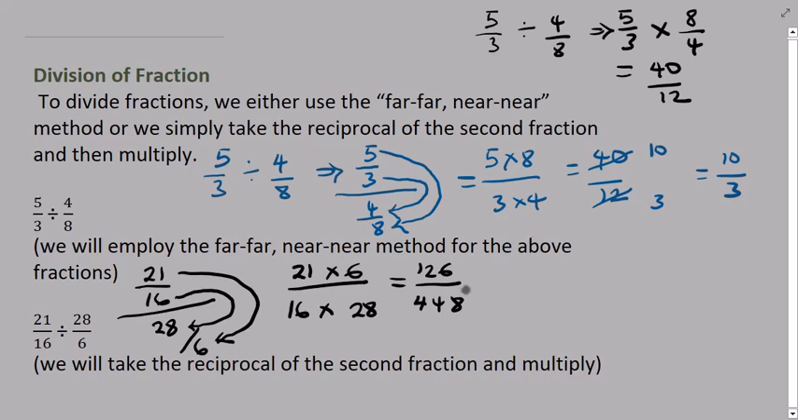But we can also cancel out if we want to reduce the fraction. This is more like saying 21 over 16 multiplied by 6 over 28. It is exactly the same thing. So 7 can divide 21 and 28. 7 into 21 is 3, 7 into 28 is 4. 2 can divide 6, 2 into 6 is 3, and 2 into 16 is 8. So we can now multiply out to have 3 times 3 is 9 all over 8 times 4 is 32.